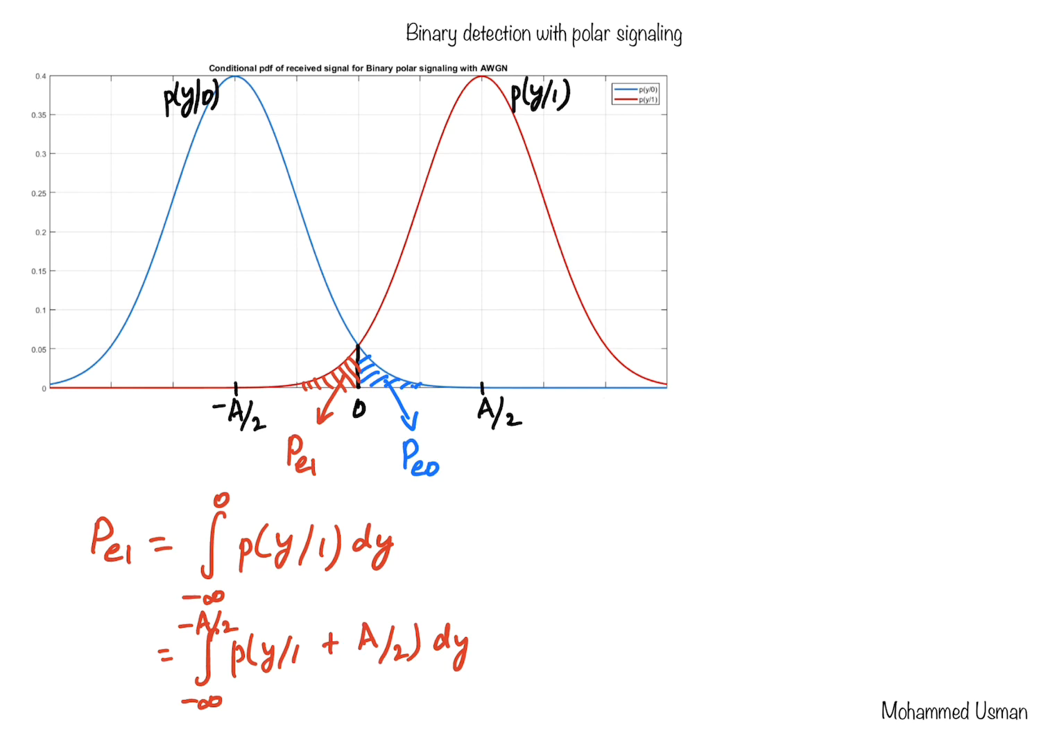And that will be exactly equal to the integral of P of y given 1 plus a by 2, dy. Minus infinity to minus a by 2 is the same as a by 2 to plus infinity by the symmetric nature of the Gaussian PDF.